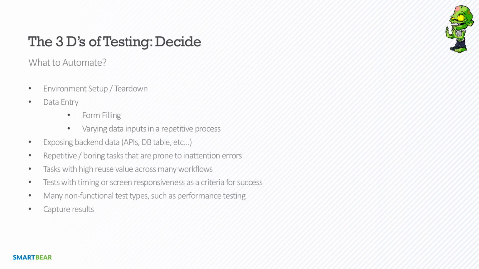And then you have tests with timing or screen responsiveness as a criteria for success. And so when you do have something with a criteria for success, that's how quickly can something respond, it is most likely a really good option to automate. And then you have, of course, other types of non-functional testing, such as performance testing, load testing. These are also really great options. And then finally, you have the opportunity to capture results. So if you want to capture multiple results at multiple phases, why not automate that?